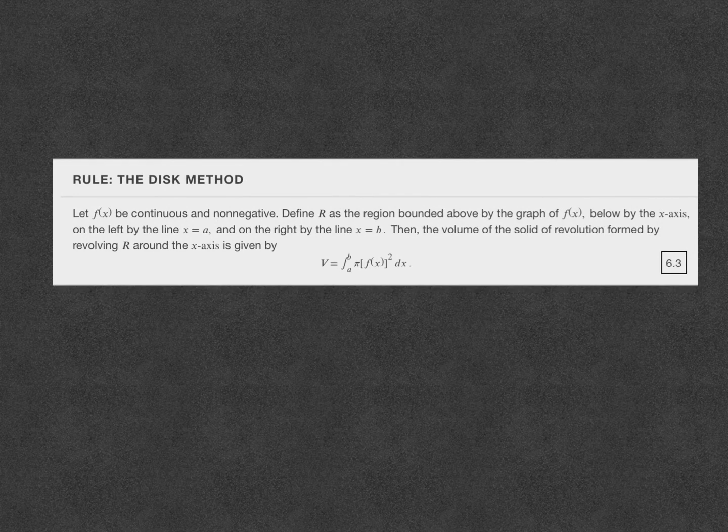Okay, so we have the bounds of our integral. We'll either be given them or have to figure them out. We'll be given a function always, and our volume is the integral from a to b of pi times the function squared dx. And where that comes from is A equals pi r squared. The radius of the disk, of the circle, is the height of the function at that point. So that's why it's pi times f of x squared.